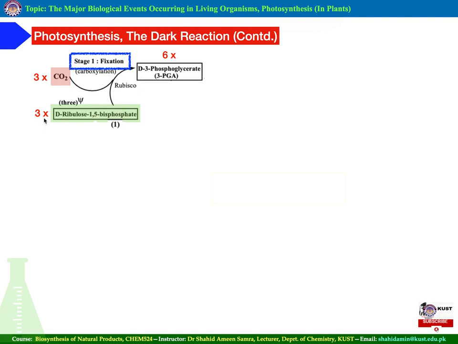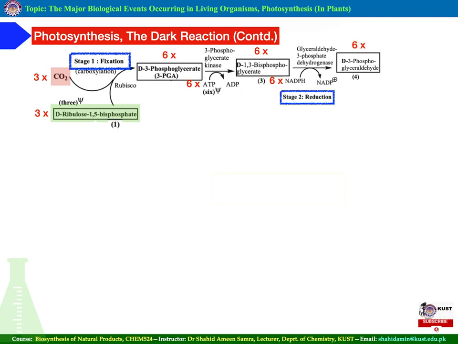So with the combination of 3 molecules of this compound with 3 molecules of carbon dioxide, we will have 6 molecules of D-3-phosphoglycerate, that is a 3-carbon phosphorylated sugar. It will be converted to its bisphosphorylated form by taking a phosphate group from an ATP molecule. So for 6 molecules of this compound, 6 ATP molecules will be required. So up to now, this is the first step, that is the fixation.